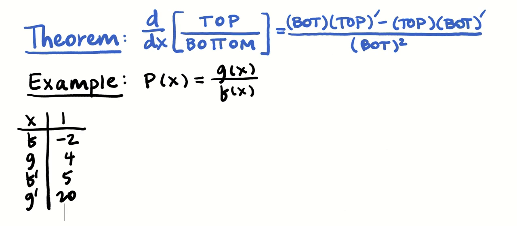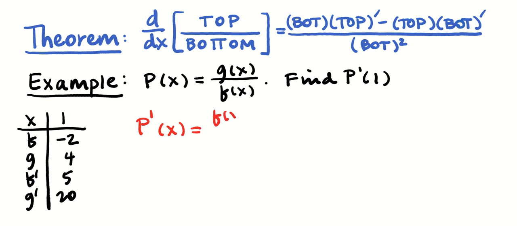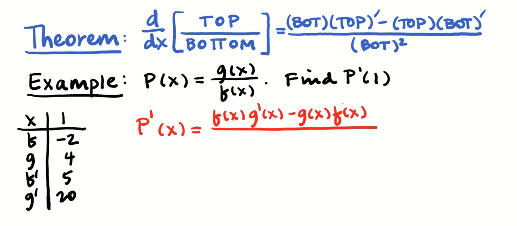All right, we can start with a table problem again. So p of x is g of x divided by f of x, just like I told you I was going to do. There's no real prompt here. I think it's find p prime of 1. It's about all we can do right now. So what I'm going to do is say p prime of x is equal to bottom times derivative of top, minus top times derivative of bottom, divided by bottom squared.